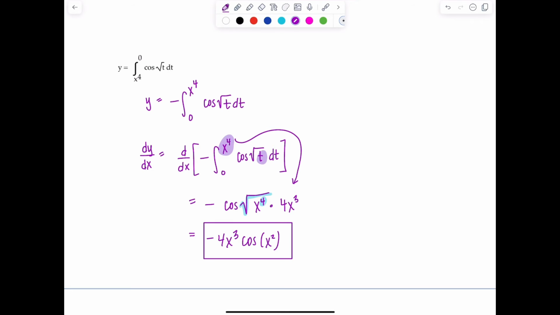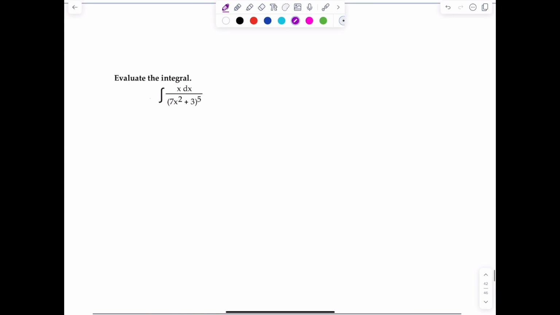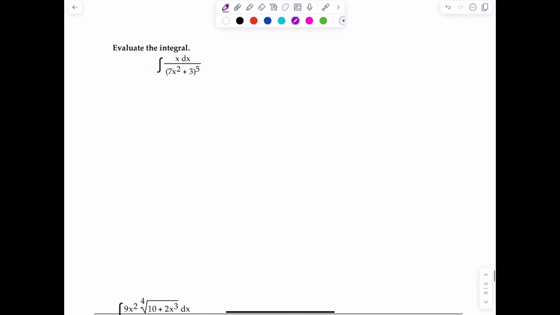All right. Now we're going to learn a technique of integration called u substitution. I'm just going to jump right in, assume that you've seen it and you've practiced it, so now it's time to get professional at it. So we have an indefinite integral this time. See, no limits of integration. That means we're going to have to put plus c at the end. Okay, plus c when there's no limits. The integral of x dx over 7x squared plus 3 to the 5th.